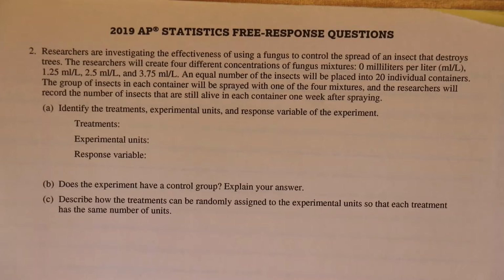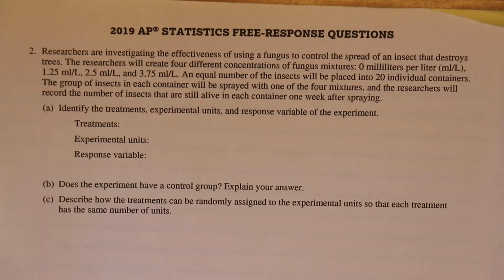Researchers are investigating the effectiveness of using a fungus to control the spread of an insect that destroys trees. The researchers will create 4 different concentrations of fungus mixtures: 0 milliliters per liter, 1.25 milliliters per liter, 2.5 milliliters per liter, 3.75 milliliters per liter. An equal number of the insects will be placed into 20 individual containers. The group of insects in each container will be sprayed with one of the 4 mixtures, and the researchers will record the number of insects that are still alive in each container 1 week after spraying.